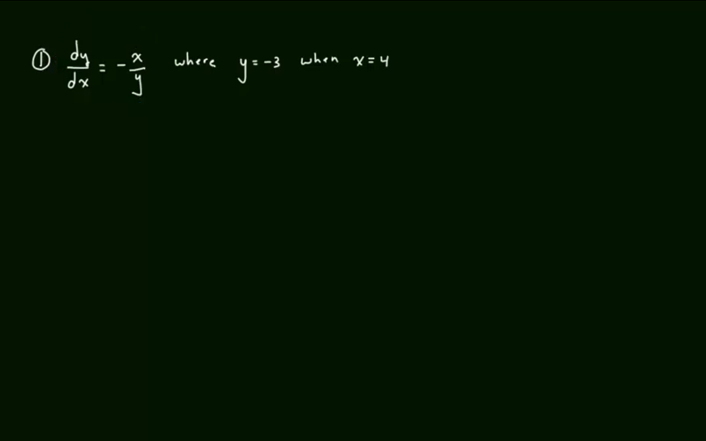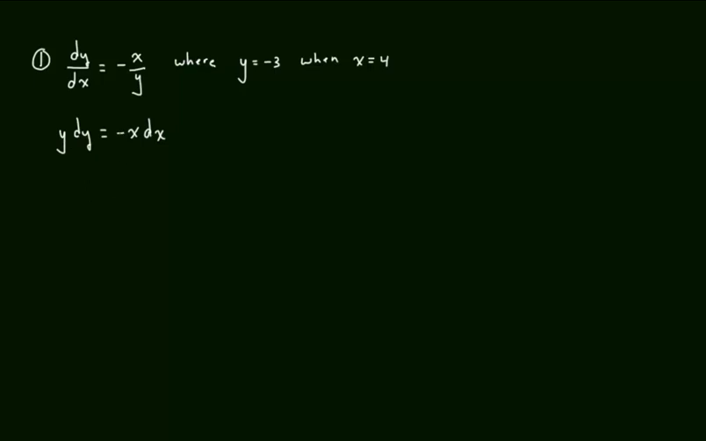So here's what we need to do. The first thing we need to do is separate the variables. And what that means is to get the y's and dy's on one side and the x's and dx's on the other side. So you might see here if I multiply both sides by y and simultaneously multiply both sides by dx, I get this form of the differential equation. See, I have y's and dy's on one side and the x's and dx's on the other.